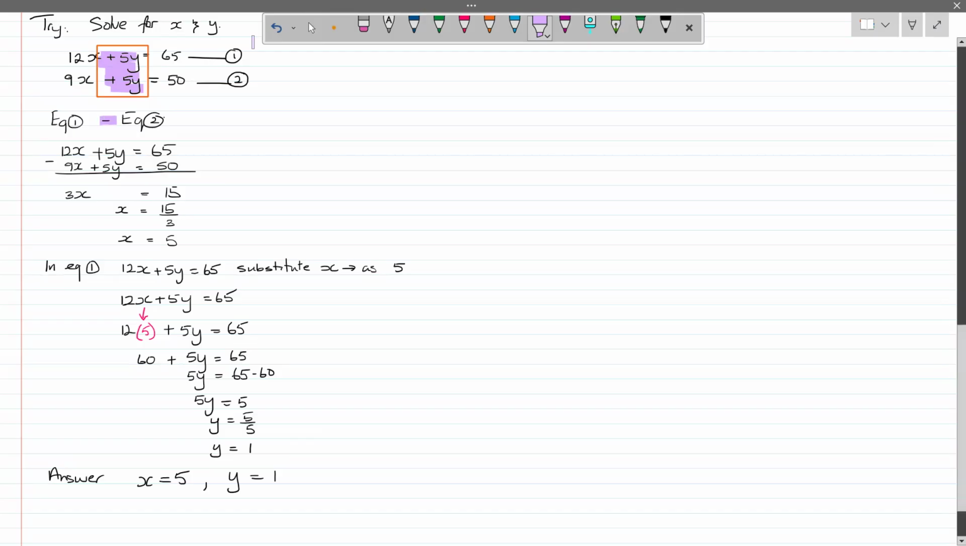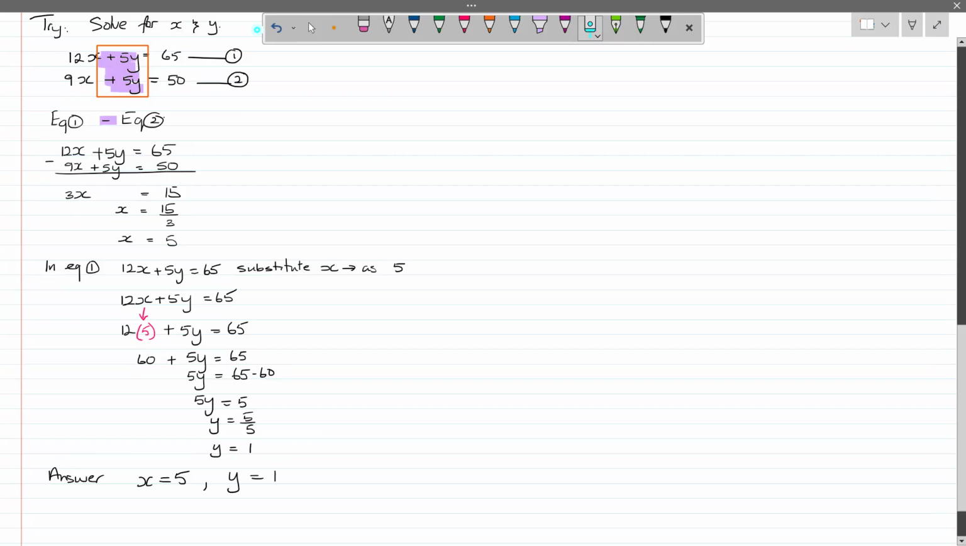The other thing influencing my decision are the numbers. I have a 12, a 5, and a 65 here. I want to work with easier numbers when I subtract. So I'm going to do equation 1 minus equation 2. It'll be easy for me to simply say 12 take away 9, 65 take away 50. Right? 12 take away 9 will give me 3x, 65 take away 50 will give me 15. I am then moving this 3 across here. So I get 15 divided by 3 to give me 5.